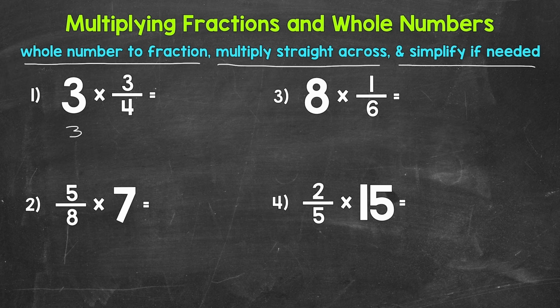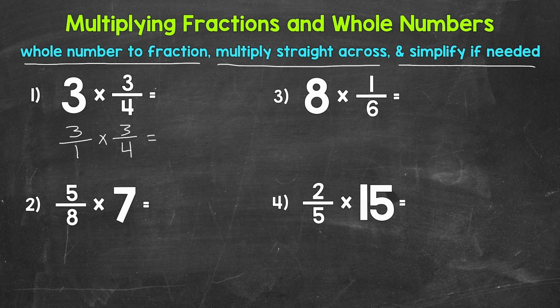So 3 over 1 times 3/4. That's still 3. We still have a value of 3 there. So we're not changing the value of anything. We want this in fractional form, so we have a numerator and a denominator. That way we can multiply straight across.